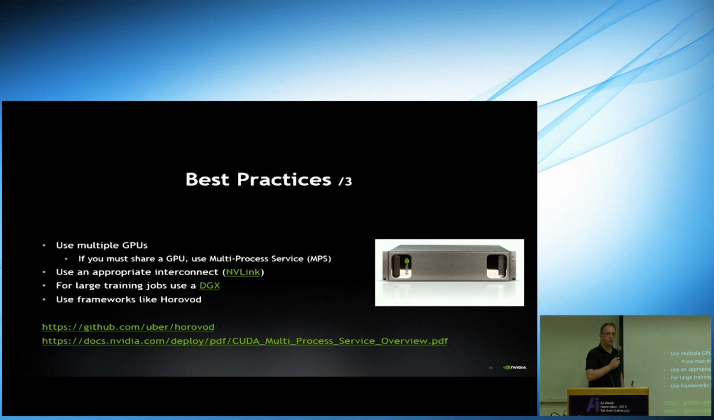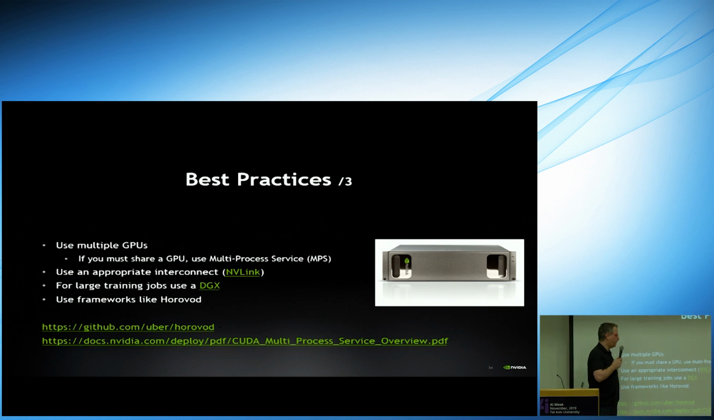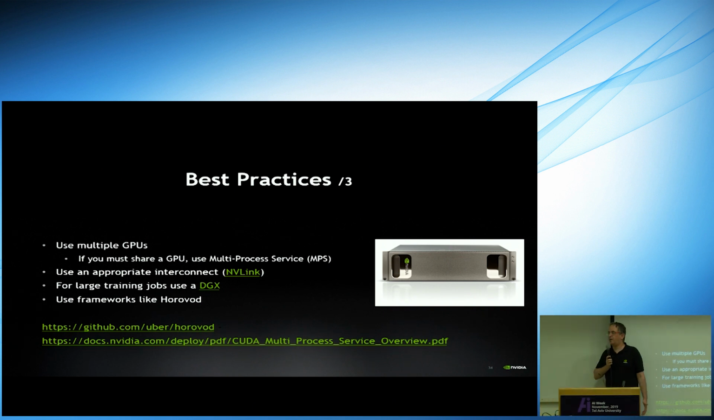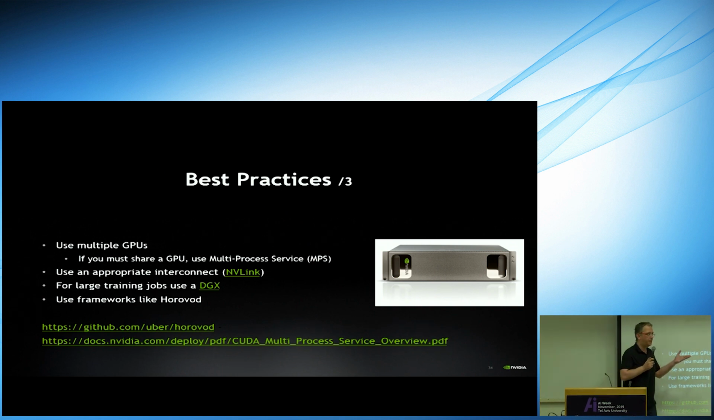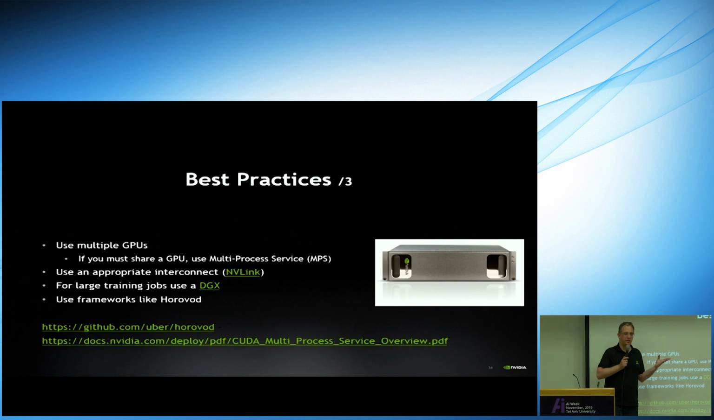But if you do want to use multiple GPUs, as I said, if you just want to train faster, if you want to have multiple iterations per day, and so on and so forth, then the most important thing to do is make sure that you use the proper interconnect. So NVLink and similar technologies. For large training jobs, if you have massive training jobs, then what we would recommend is that you use a DGX. DGX are a class of machines, and they're optimized for this kind of training. And in fact, we built these because that's what we use in our own data center.